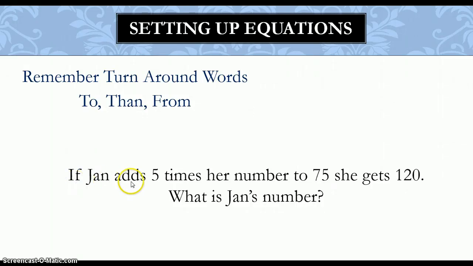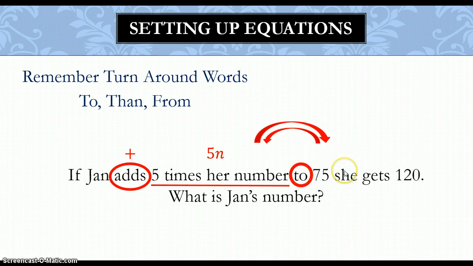So if Jen adds, if we translate that, that means we have a plus sign. If Jen adds 5 times her number, I'm going to underline that. If I translate this, what does that equal? 5 times her number. That's going to be 5n. I'm going to use n for number again. To. To is a turnaround word. I'm going to circle that. That means whatever goes behind it has to go in the front, and whatever's in front of it has to go in the back. If Jen adds 5 times her number to 75, she gets 120.